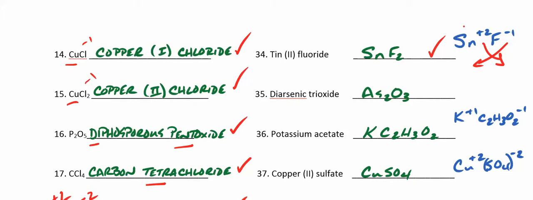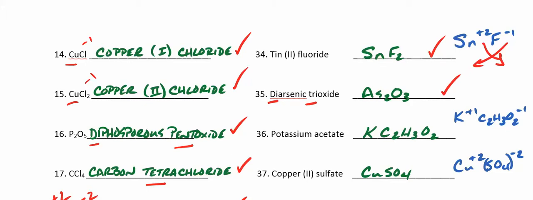Next one, diarsenic trioxide. That di and tri means we're dealing with a covalently bonded compound, so we have As2O3. Di 2, tri 3, As2O3 for number 35.